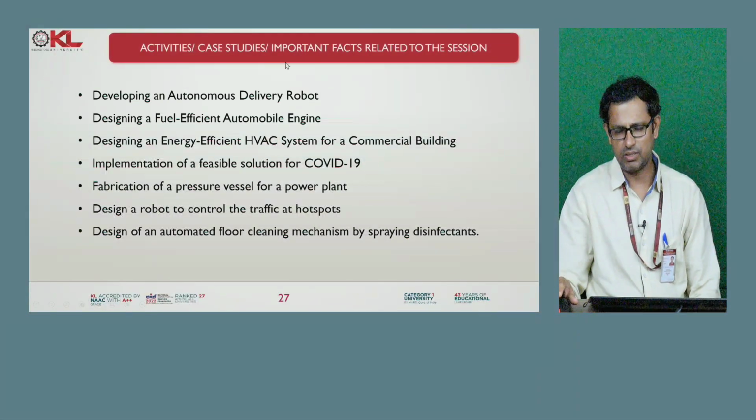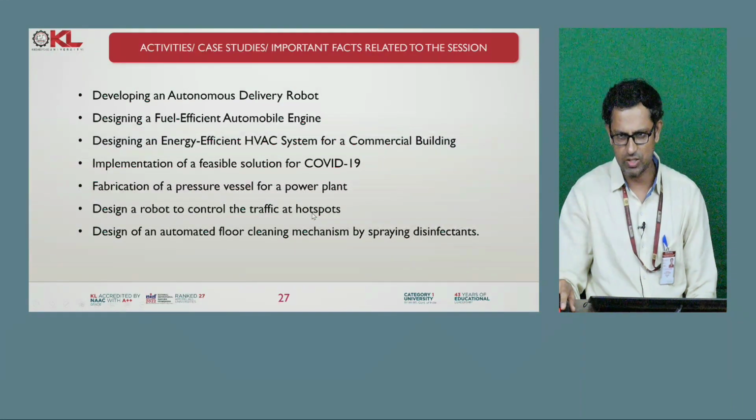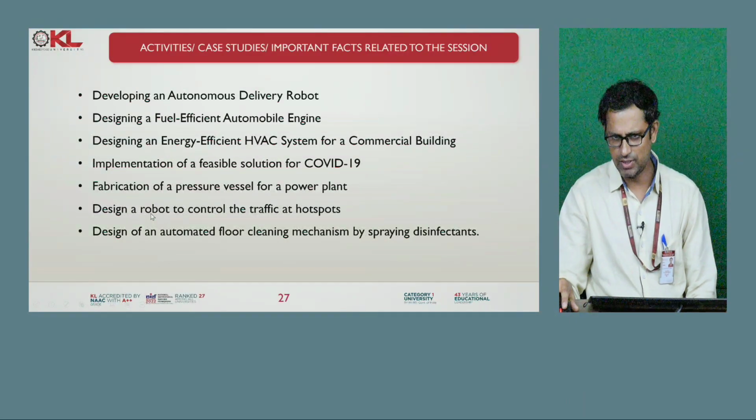So, coming to some case studies involving all these 6 design processes. Let us say, for example, design a robot to control the traffic at a hotspot. So, this is my problem. Here I have a traffic hotspot, that means at one 4 road junction the road is always busy. So, I need to design a robot which can control the traffic. So, for that, this is my requirement, the need.